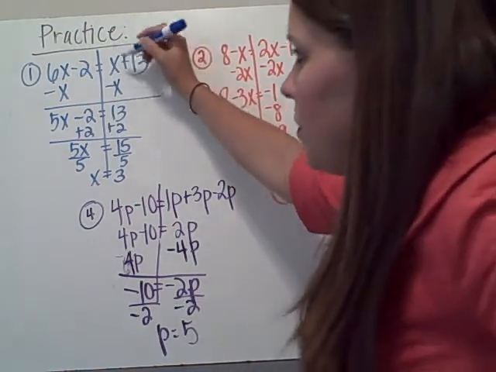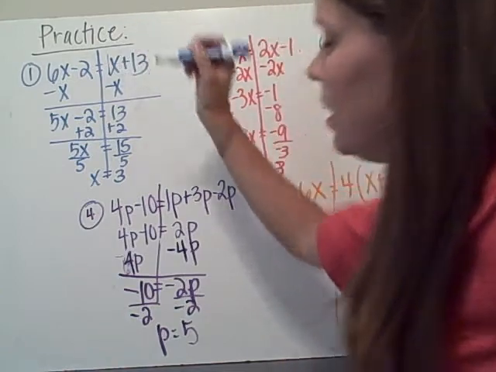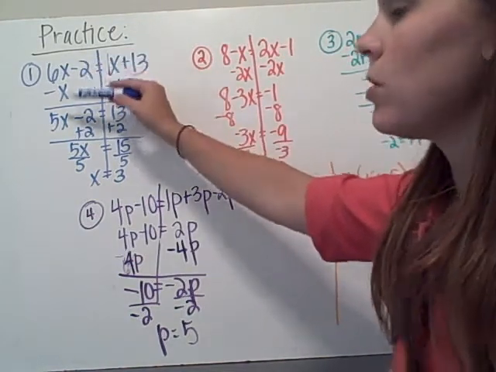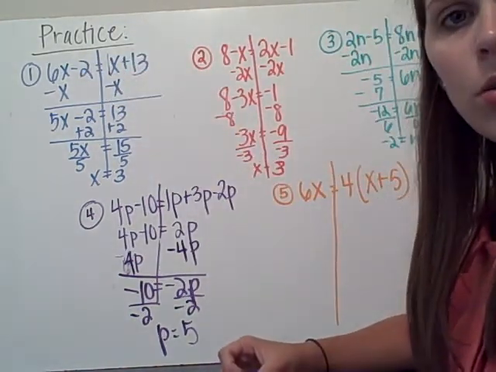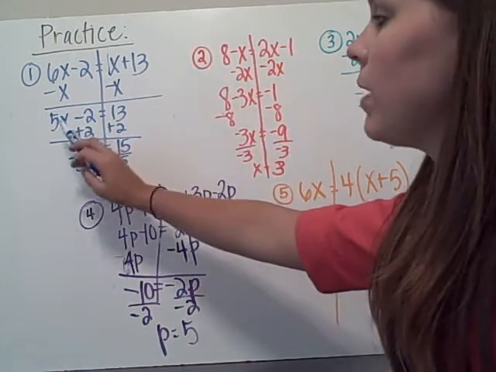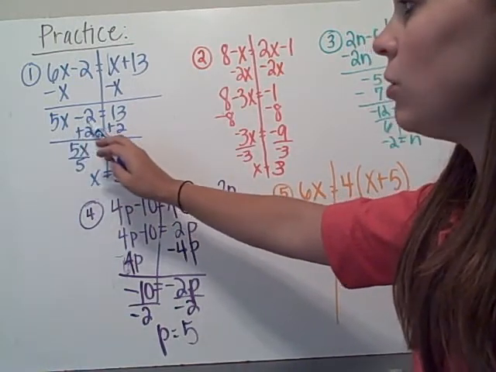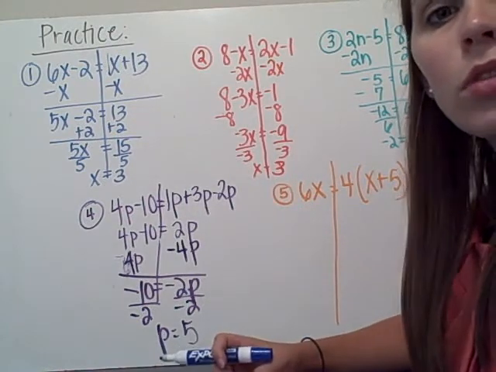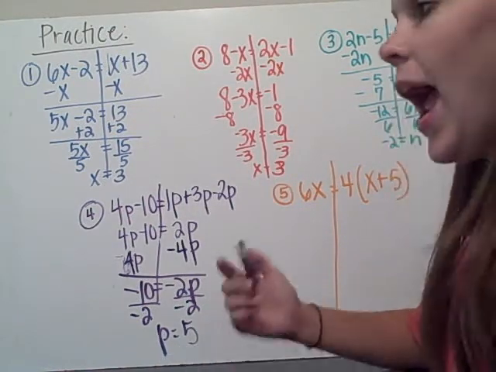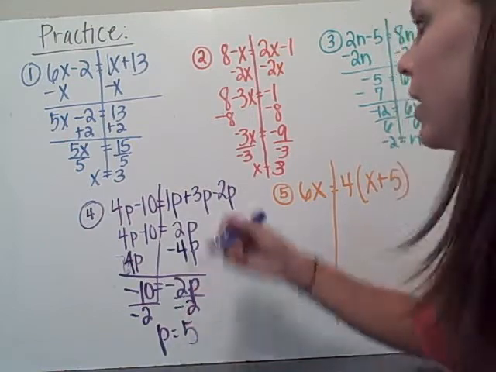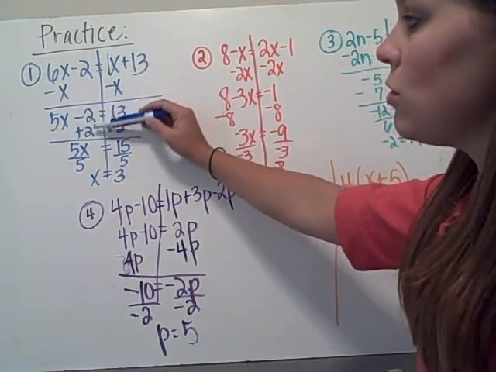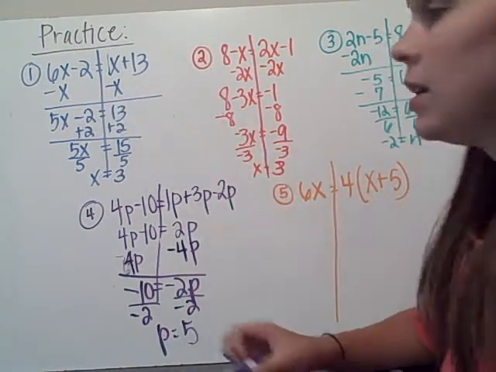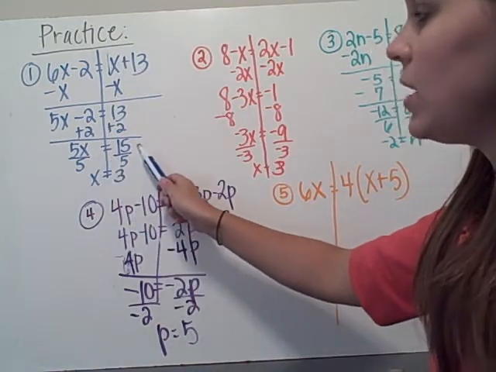Remember, this is the same thing as a 1x. So I'm going to subtract x on both sides, because if you do it on one side, you must do it on the other. Now I'm left with 5x minus 2 equals 13. Now we just follow the rules from two-step equations. Add and subtract, and then multiply and divide. Here it's minus 2, so I'm going to add 2 on both sides. I get 5x equals 15.